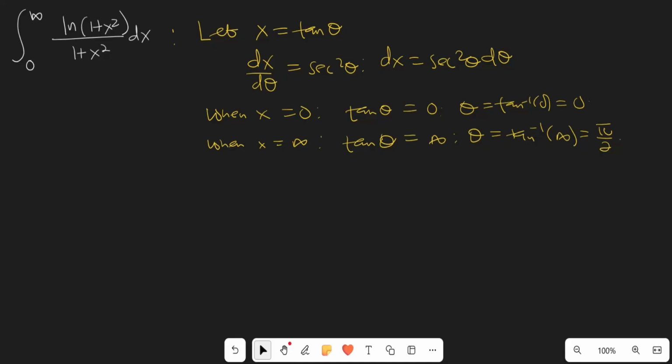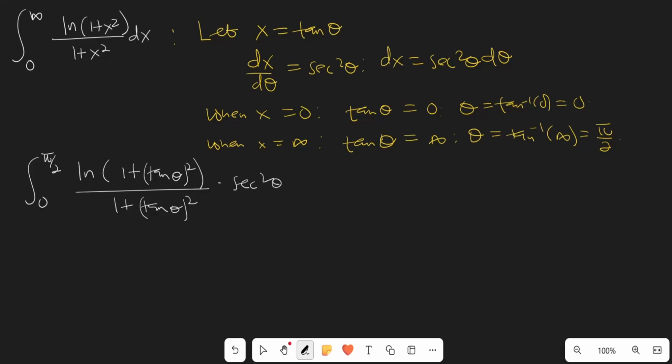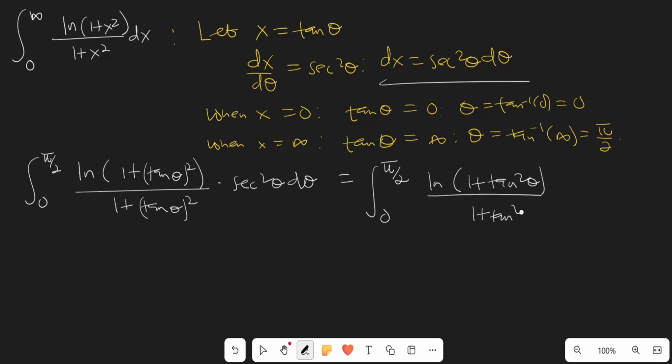So we can now change everything from the x world into the theta world. So our integral now becomes the integral from 0 to pi over 2 of the natural logarithm of 1 plus x, where x is tan theta, divided by 1 plus tan theta squared, times dx. dx is secant squared theta d theta from here. That evaluates nicely to the integral from 0 to pi over 2 of the natural logarithm of 1 plus tan squared theta over 1 plus tan squared theta times secant squared theta d theta.